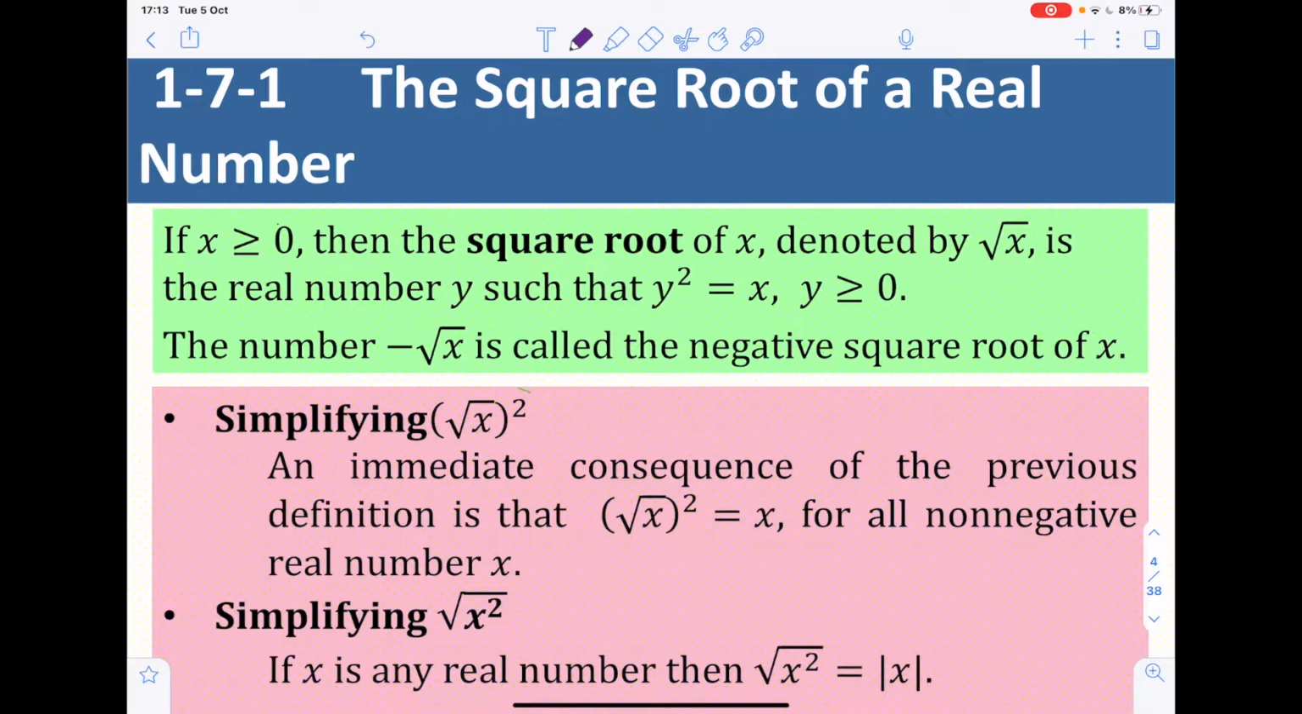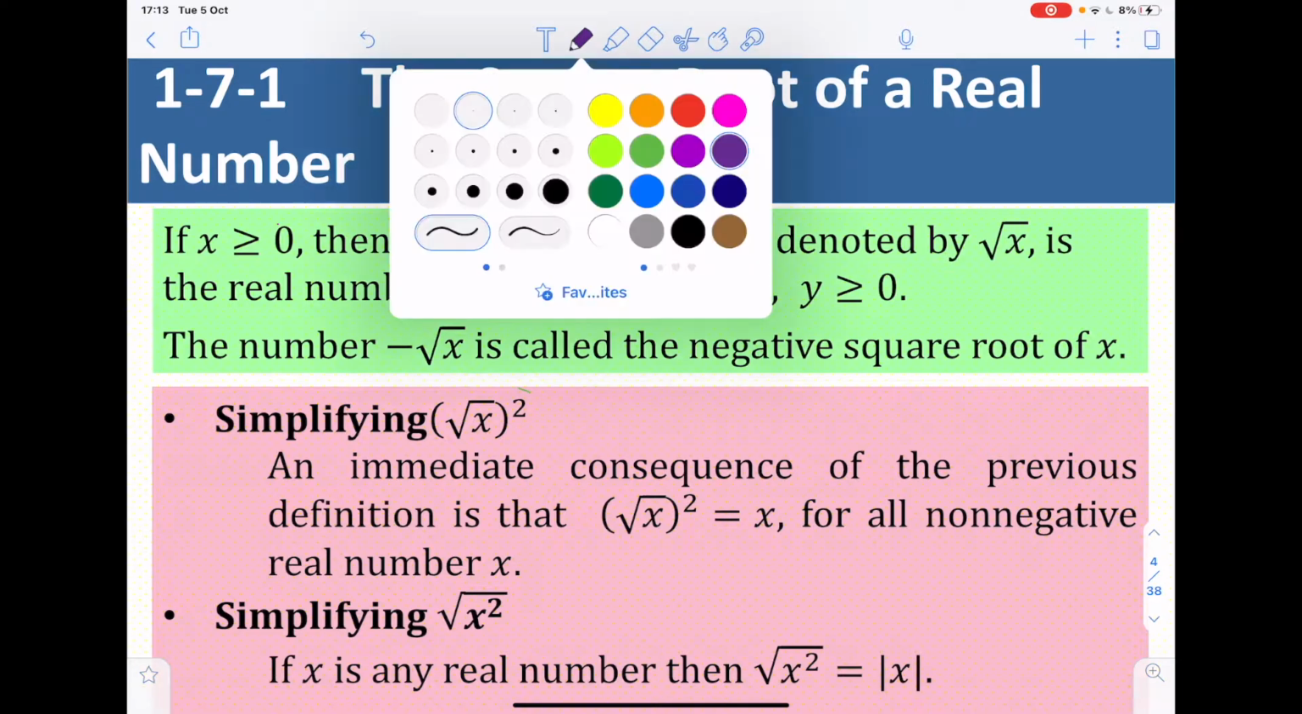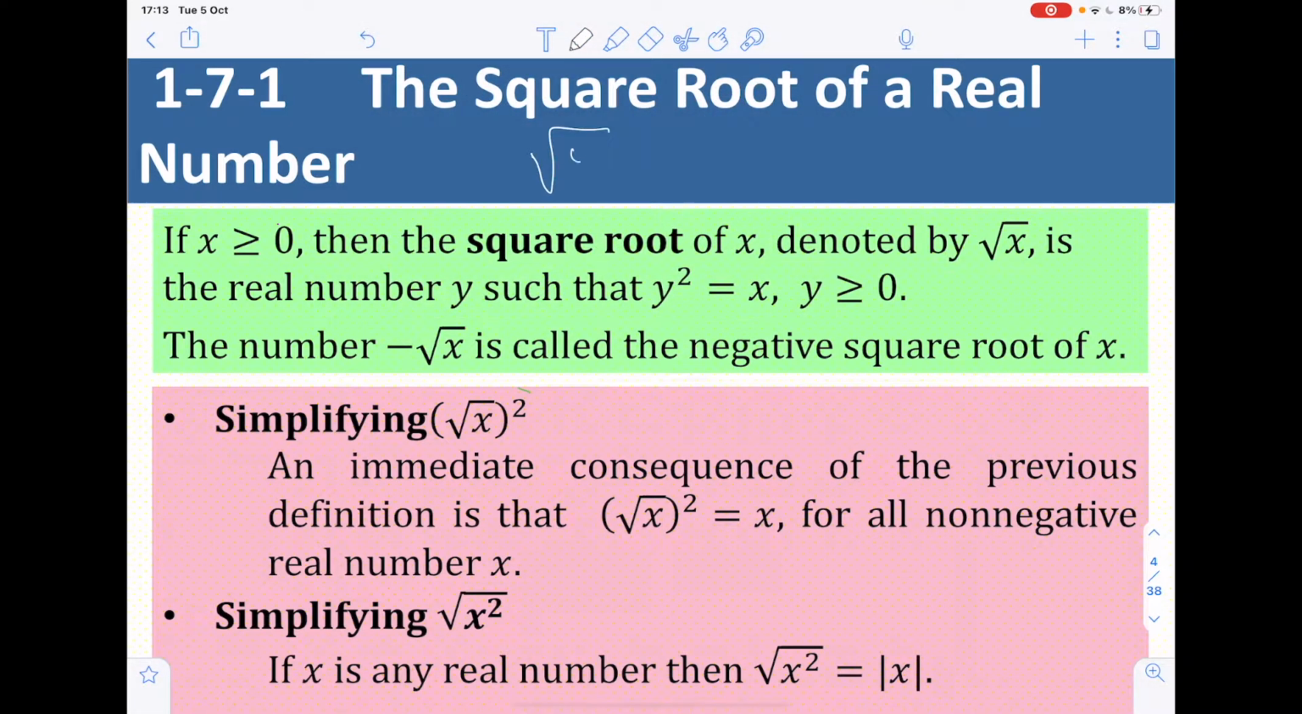Basically, the square root of any real number, as you know, for example, the square root of 4 equals 2. So the value under the square root should be positive. Okay, it should be positive. And the value given for the square root also should be positive. So why does the square root of 4 equal 2? Because 2 to the power 2 equals 4. So that's why I can say that the square root of x equals y, because y squared equals x.